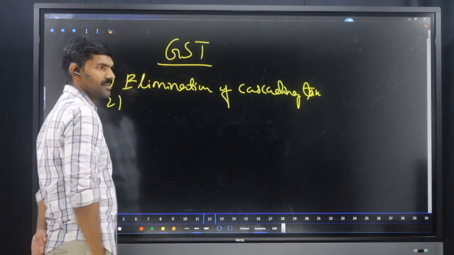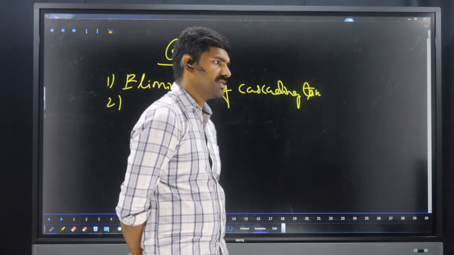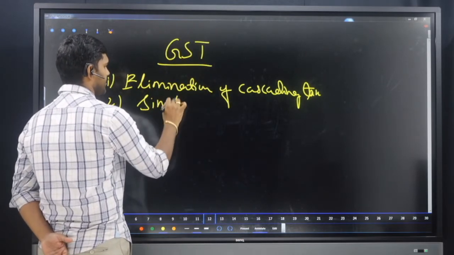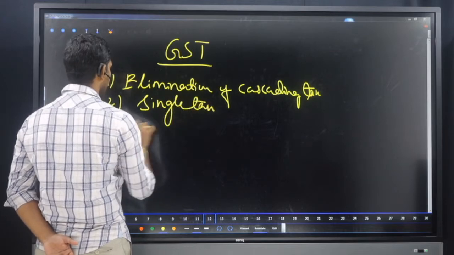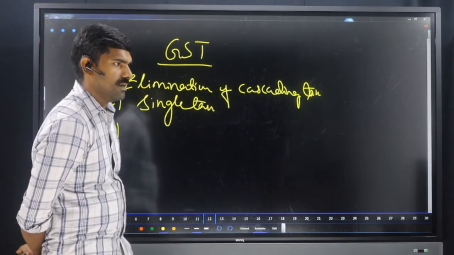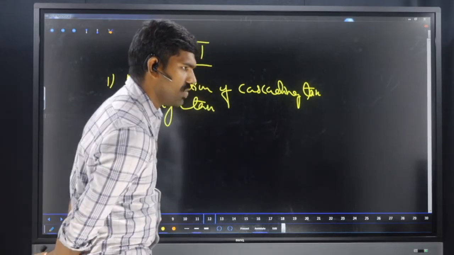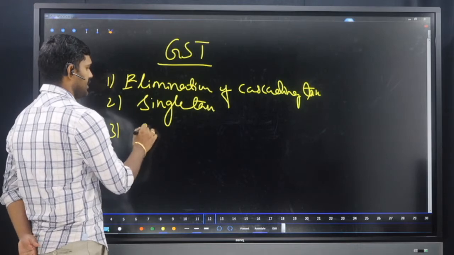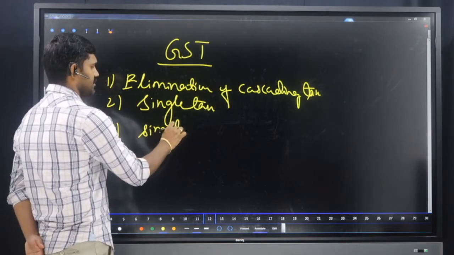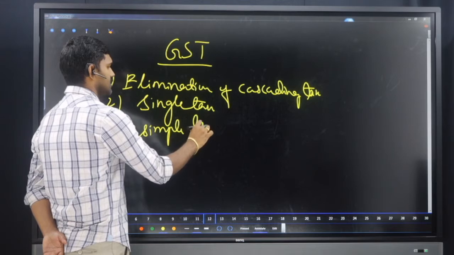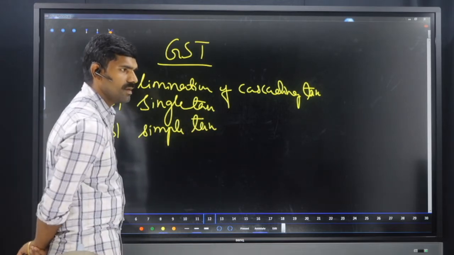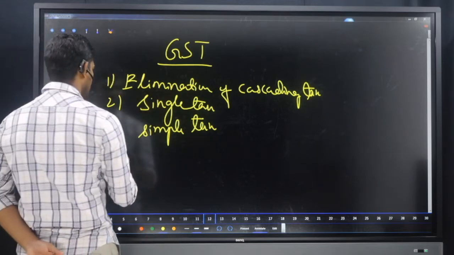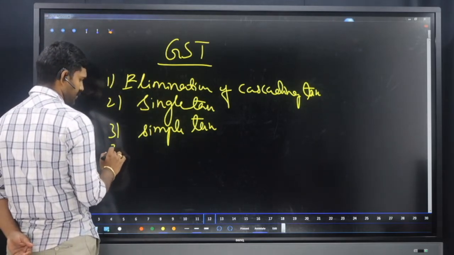Next, to combine all different taxes into one tax. Yes, single tax. Not removal of indirect taxes, but simplification of indirect taxes. Simple tax. Unorganized sector is regulated under GST. That's true.